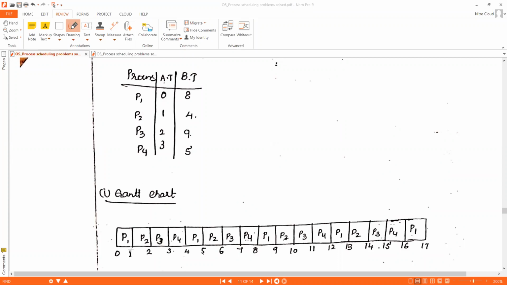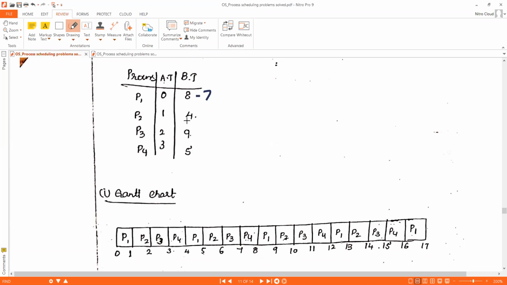At 1 millisecond another process arrives in the ready queue, that is process 2. After completion of 1 millisecond, the CPU will be given to process 2. How much is still remaining for process 1? 7 milliseconds are remaining for process 1. At time 1 millisecond, process 2 arrives in the ready queue and the CPU will be given to process 2.